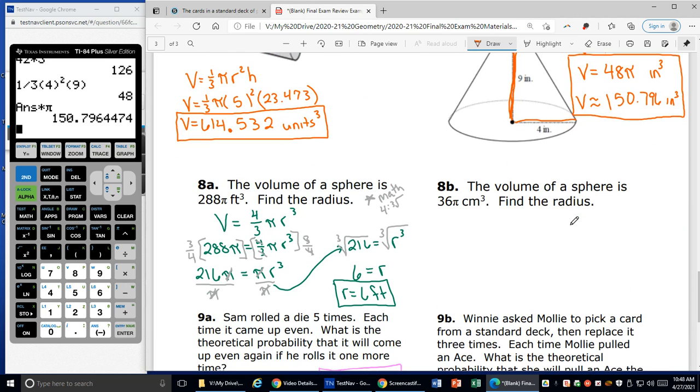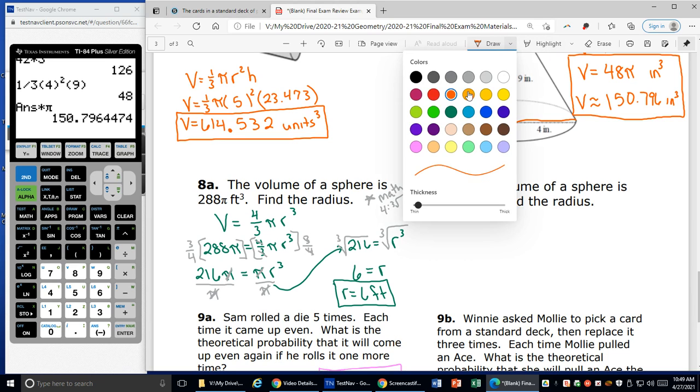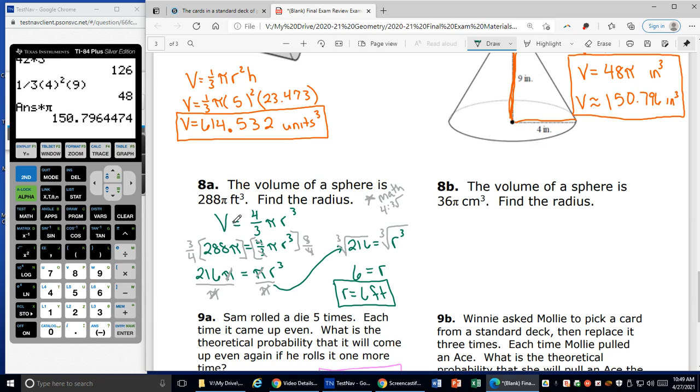Let's look at 8B. The volume of a sphere is 36 pi centimeters cubed. Find the radius. All right, so let's see what we did last time. First, I wrote down the formula for the volume of a sphere. Volume equals 4/3 pi r cubed. All right, then I replaced the V with what the volume is. The V here is 36 pi equals 4/3 pi r cubed.